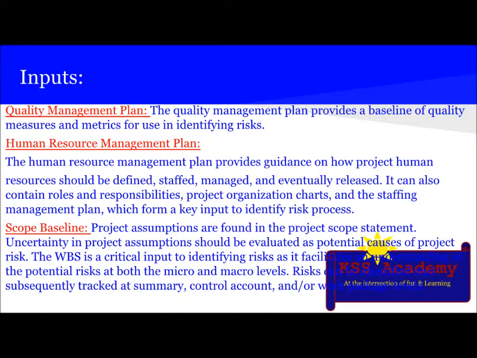The next input is the scope baseline. Project assumptions are found in the project scope statement. Uncertainty in project assumptions should be evaluated as a potential cause of project risk. The work breakdown structure is a critical input to identifying risk as it facilitates an understanding of potential risk at both the micro and macro levels. The risk can be identified and subsequently tracked at summary, control account, or work package level.